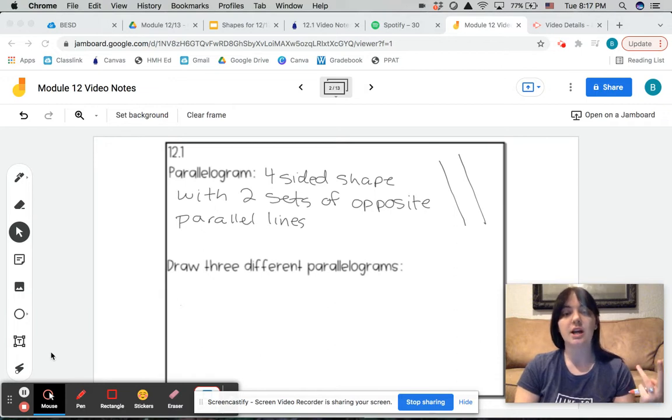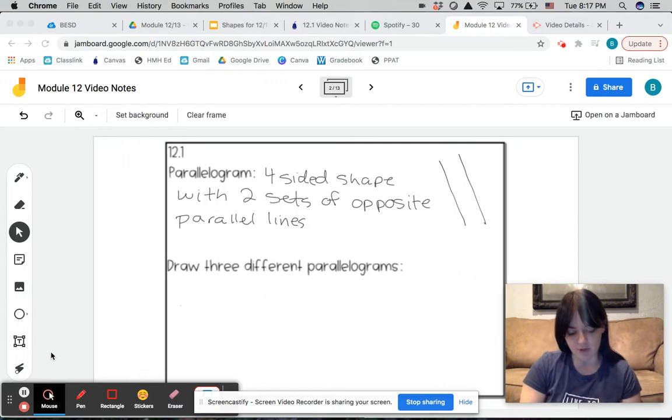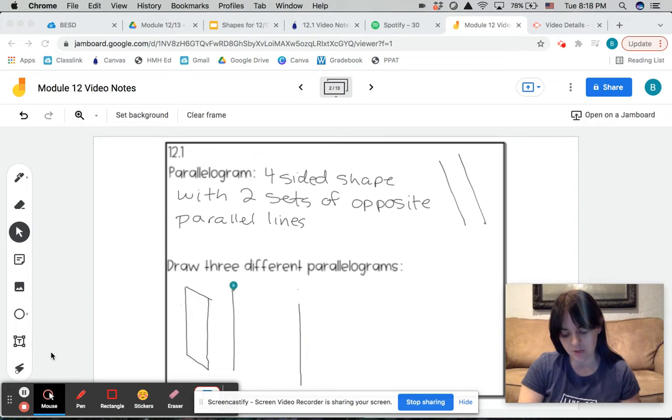Okay, so let's draw three different parallelograms. I'm just going to draw a few. I'm going to draw one like this with one set of parallel lines like this. Oops. And one set like that. That's a parallelogram. I'm going to draw a big one. Well, actually, I'm going to start there. Okay. You can draw them too. You can draw the exact ones I'm drawing, or you can draw your own. But you have to make sure that there are two sets of parallel lines.